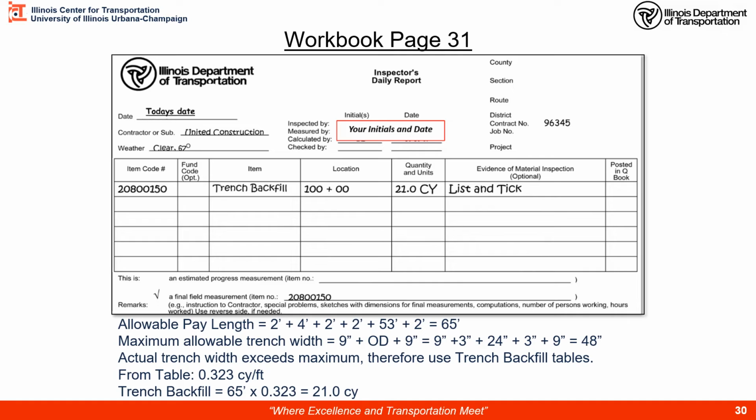In this case, we did not include a drawing, but it could be included to make it a little bit clearer. In this case, we just determined the allowable pay length, maximum trench width, and then allowable to where you could use the table or not, and then what you picked off the table. So this all can be easily checked.